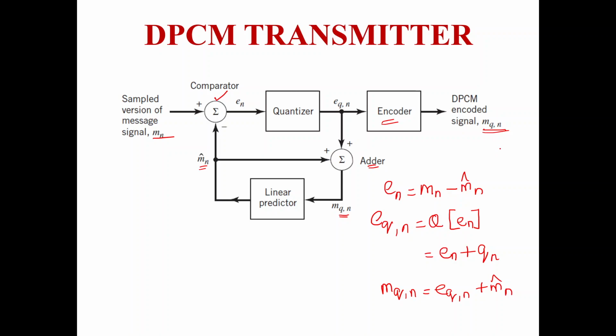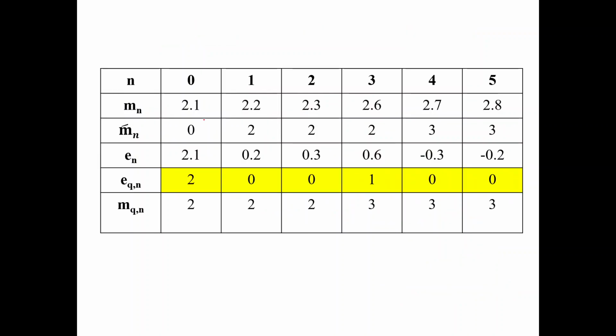With a simple illustration, we are going to explain the sequences of this with the data. I am taking samples at various instances. This is my sample n. Mn is nothing but my signal. Mn cap is my predicted signal, and En is my comparator signal. Eqn is nothing but the comparator output. Mqn is nothing but the input of your linear predictor.